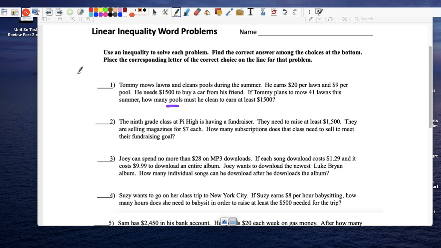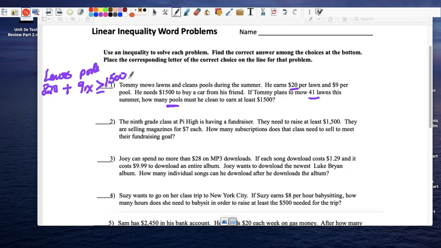So let's figure this out here. So the lawns, I'll put lawns here. Well, the lawns I know because it tells us how many lawns and we know the price per lawn. So that's going to be $820 for the lawns. Plus all the pools that he's going to clean. Well, it's $9 times however many pools, which I don't know, so I'll call it X. All that has to be greater or equal to 1,500.